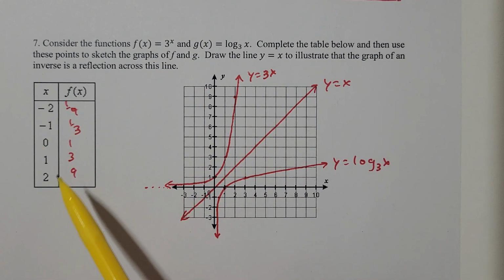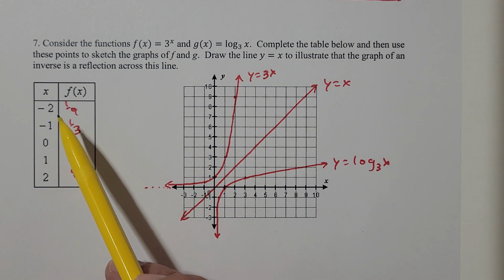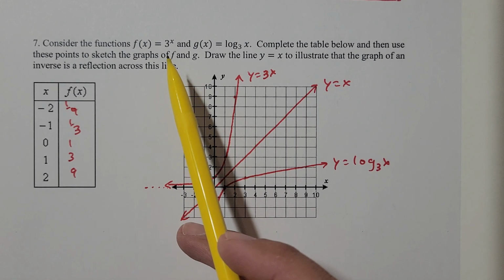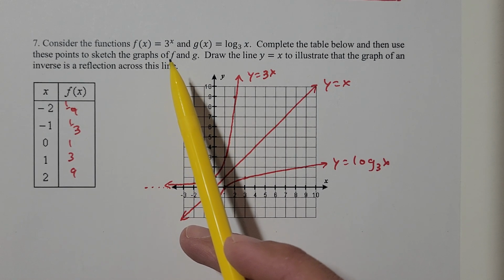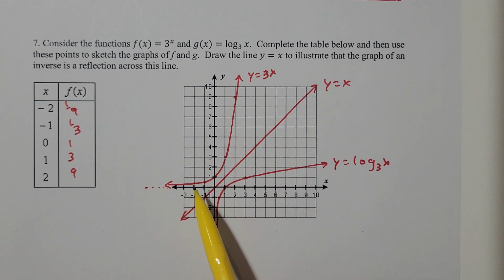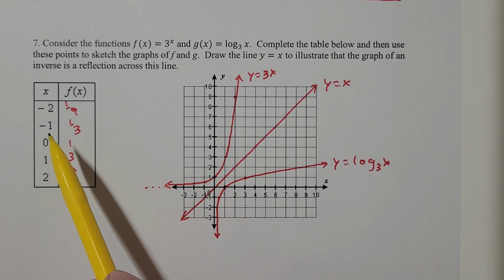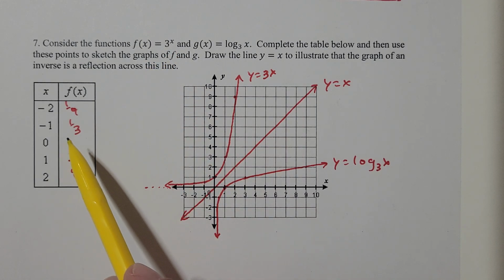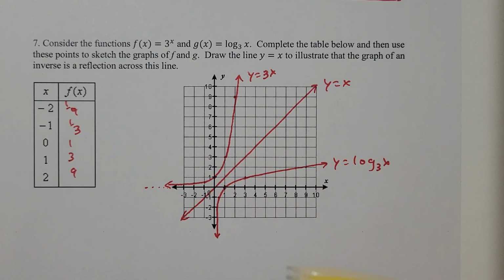And we're using these values in this table. So if x is negative 2, let's see, 3 to the negative second power would be the same as 1 over 3 squared, or 1/9. So the point negative 2, 1/9 would be on the graph, right there. If x is negative 1, 3 to the negative first power is 1/3. So negative 1, 1/3, that point would be on the graph.